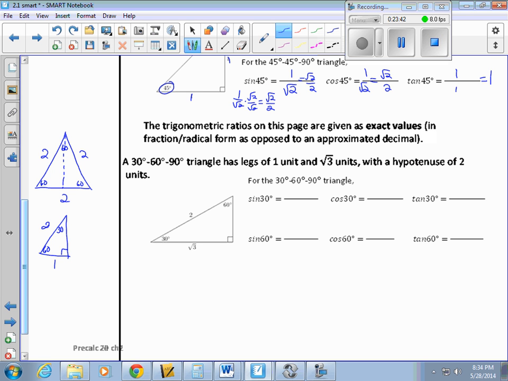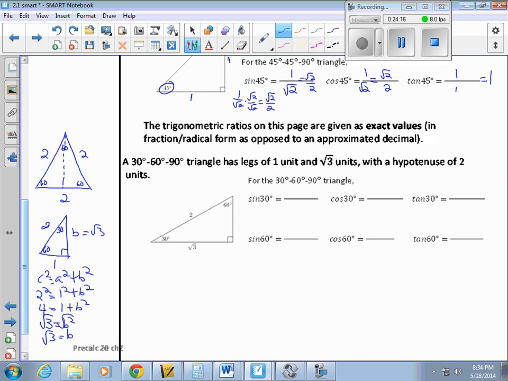To calculate the length of this side here, I'll call this side b, I would have to do c squared equals a squared plus b squared. So that's 2 squared is equal to 1 squared plus b squared. So I have 4 is equal to 1 plus b squared. 4 minus 1 is 3 is equal to b squared. Square root both sides. So square root 3 is equal to b. So that's where that value of square root 3 comes in.